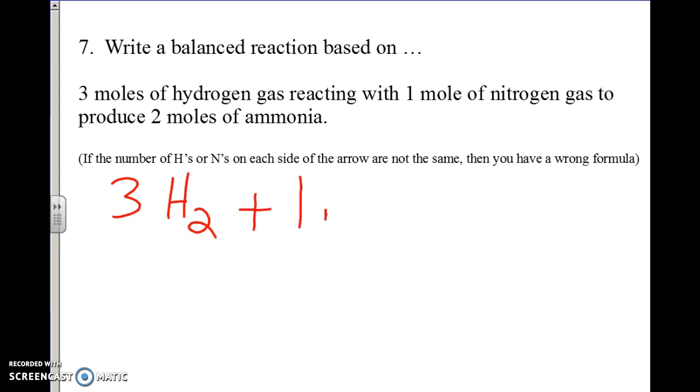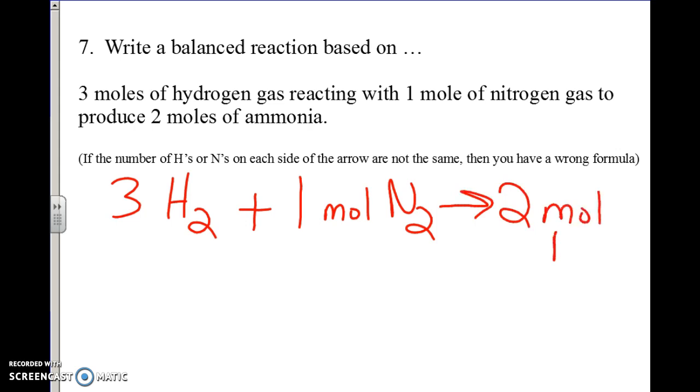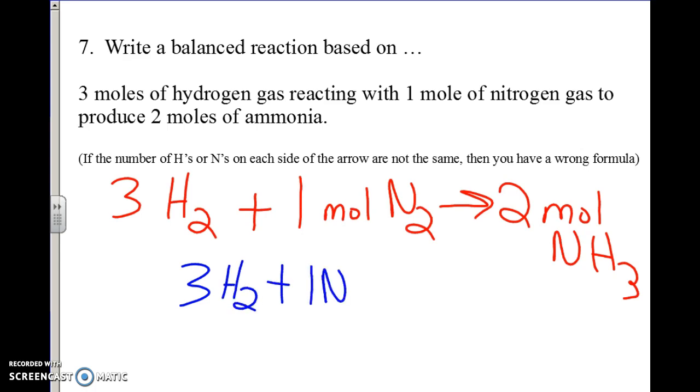Plus 1 mole of N. But nitrogen is also diatomic, so that's got to be N2. And that's going to form 2 moles of ammonia, which you're probably unfamiliar with. Now, when I really write the balanced equation, I'm going to go 3H2 plus 1N2, and the 1 is optional there. It's going to make 2NH3. That's how I would really write that particular balanced equation.